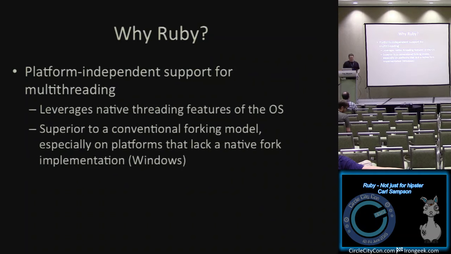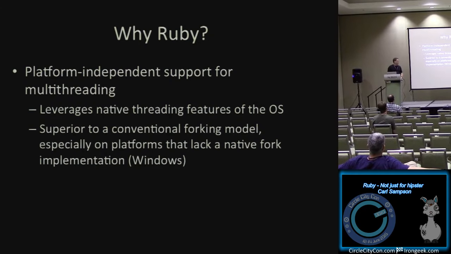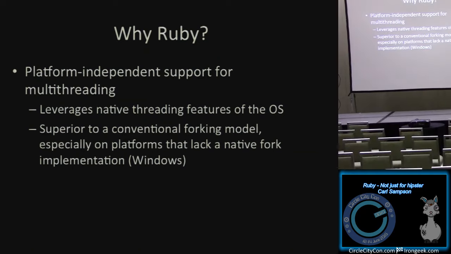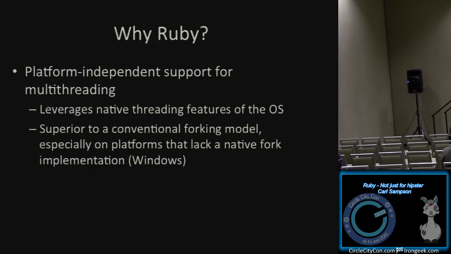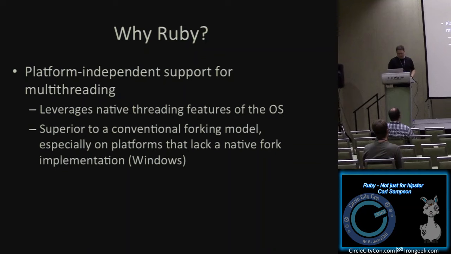So, platform independent support for multithreading. Ruby leverages the native threading features of the OS, which is nice. For example, on Windows, that's superior to the conventional forking model, which Windows lacks. So it will use the multithreading features of the platform that you're on, like fibers and threads and things like that for Windows, and other things for other platforms.